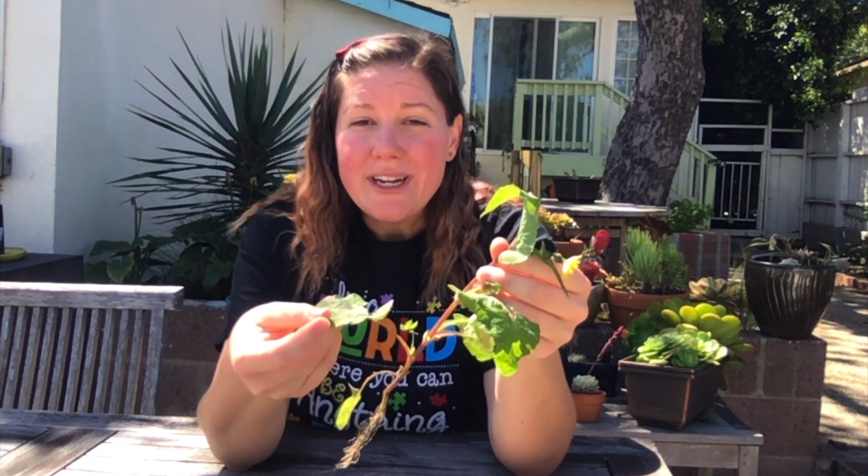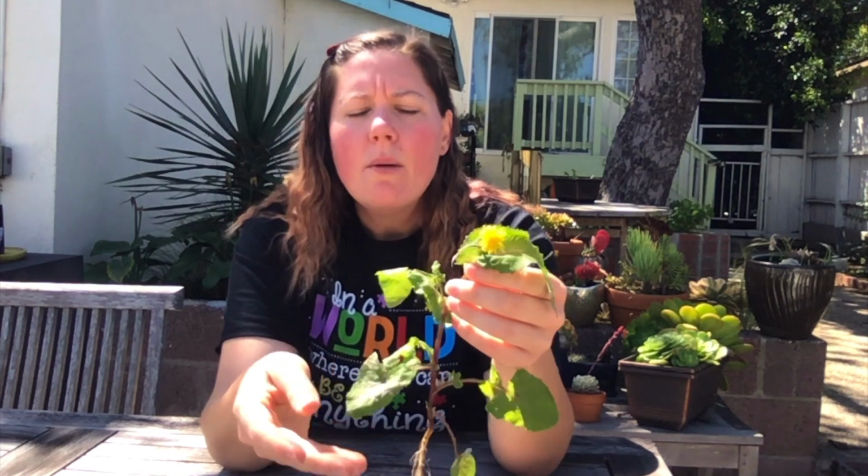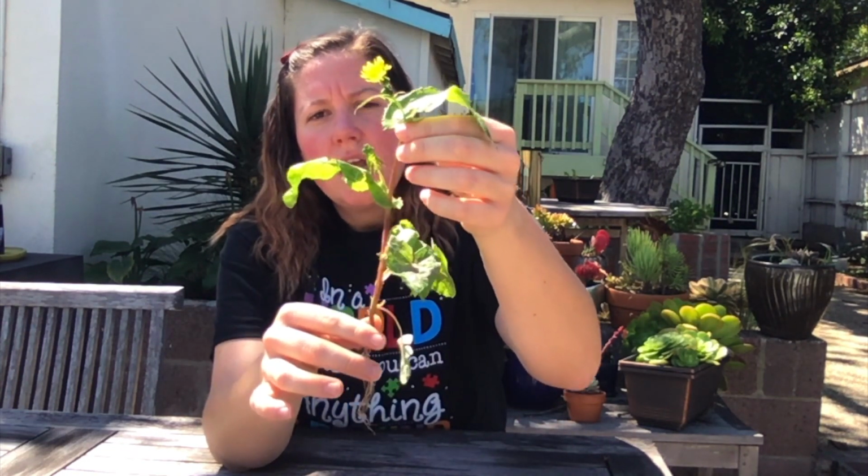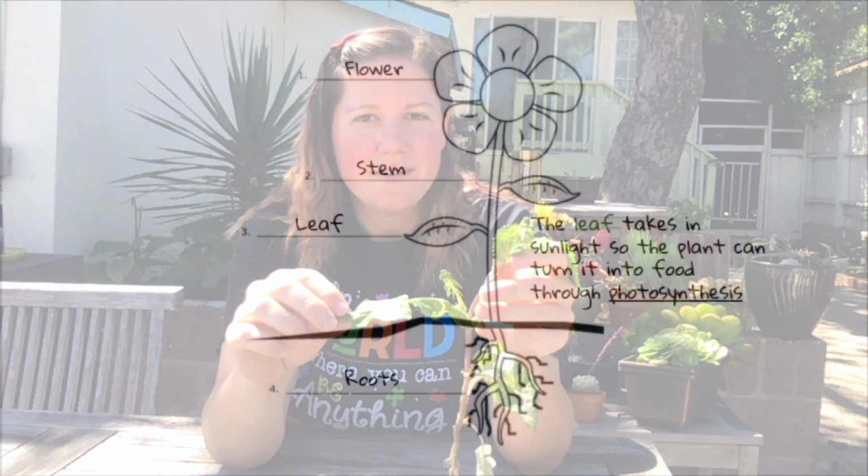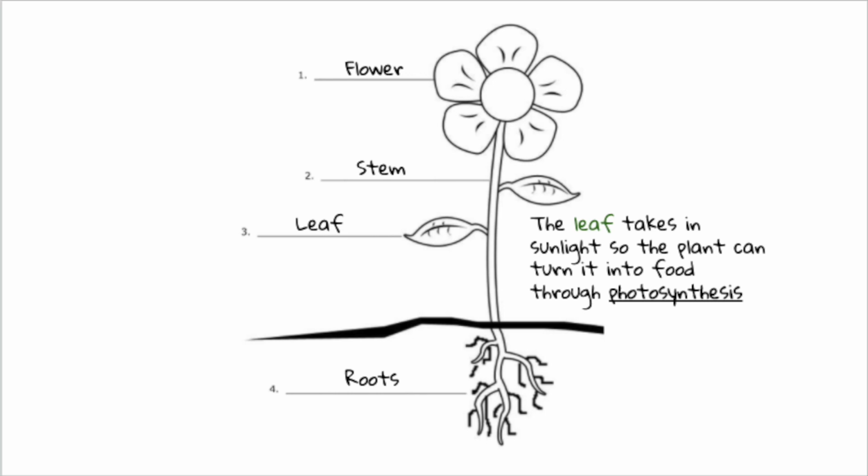Hanging off of our stem are our leaves. Now you can see that they're green, one of our first observations about plants, but what else do you notice about these leaves specifically? They're hanging off the stem, that's excellent. What about their size? They're kind of big, right? And pretty flat. Well, that makes them the perfect shape to help them do exactly what they need to do. The leaf takes in sunlight so the plant can turn it into food through photosynthesis. Big, wide leaves means absorbing more sunlight, and the plant can make more food.